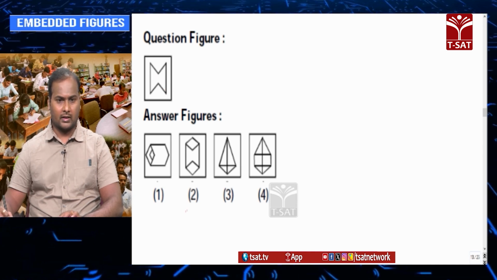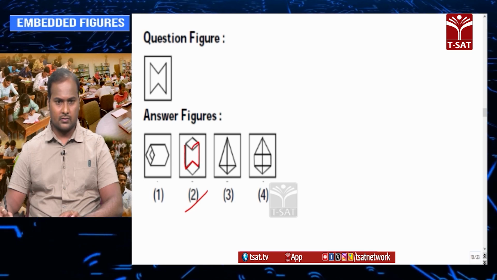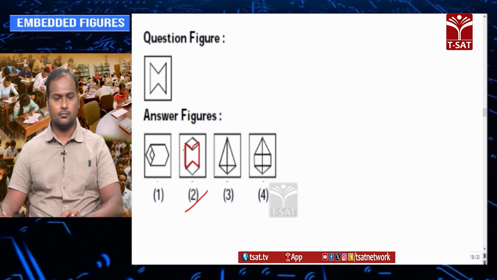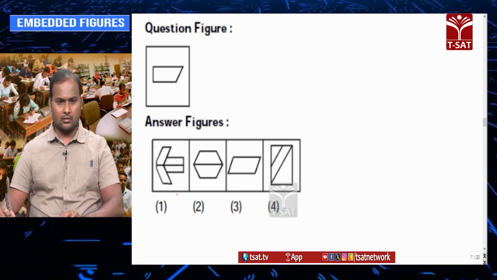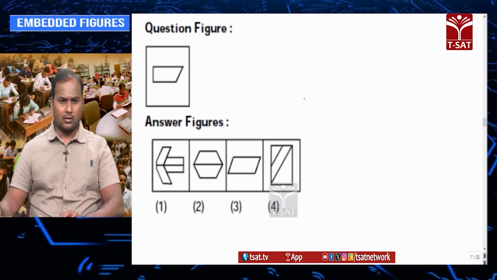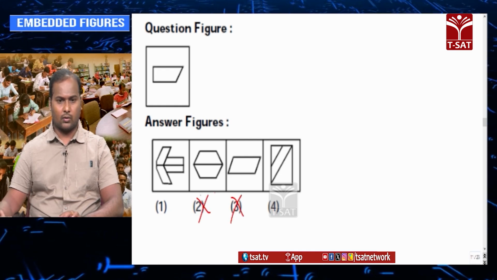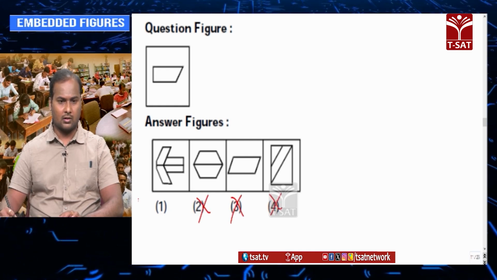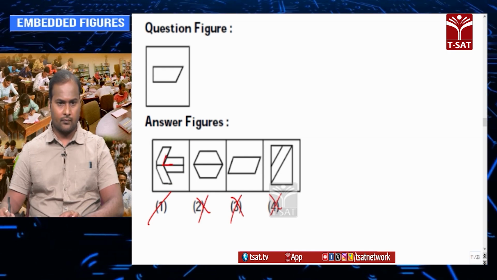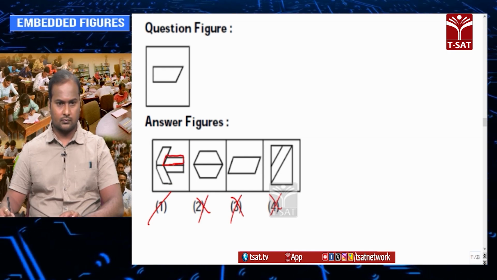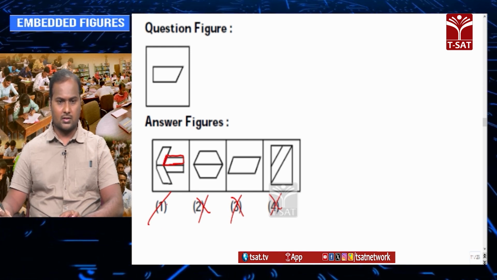Question figure: directly I can say option 2, because you can see in option 2 this figure is embedded here. In the case of this question figure, you need to check whether it is in option 1, 2, 3 or 4. Directly by seeing the options, 3 cannot be my answer, 2 cannot be my answer, so either 1 or 4. 4 also is not possible. Directly I can say option 1 is the answer, where in option 1 you can pick this segment. Okay, so you can clearly see here. So your answer is option 1.